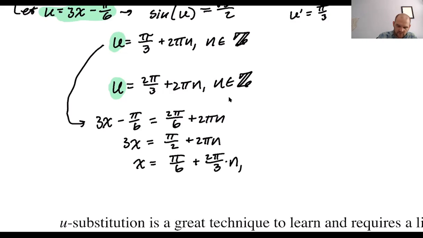which is why it's so important to generalize as soon as you can. Because if you're going to multiply or divide by anything, you have to multiply and divide everything by that. So make sure you generalize as soon as possible. So we get this, where n is an element of the integers.